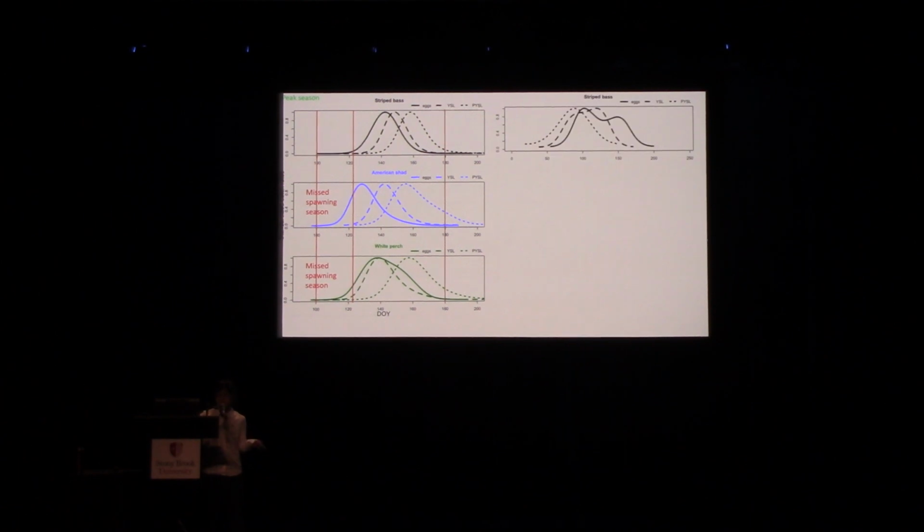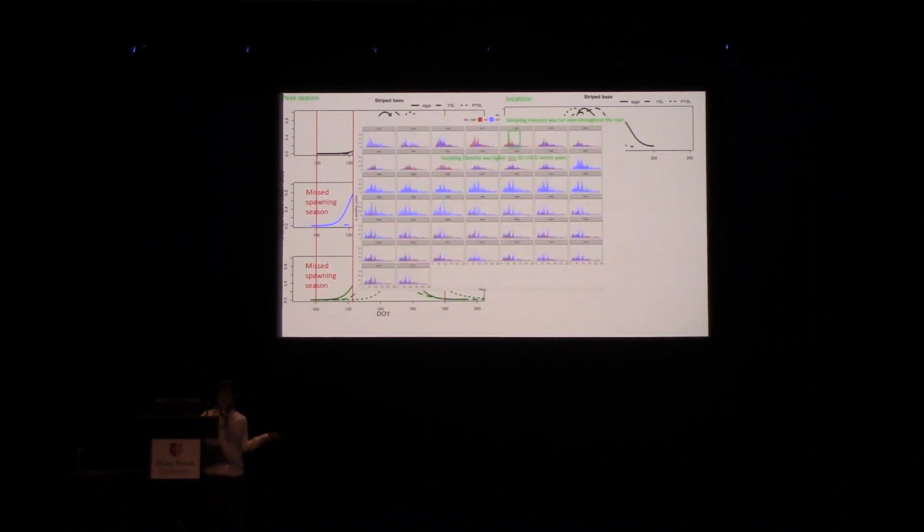Now let's look at the sampling location effects. The striped bass eggs are most abundant between river kilometer 50 and 200. As they grow into larval stages, they shift downriver. As we saw in the previous slide, in early years, the sampling intensity was higher between river kilometer 50 and 150 because striped bass are here.